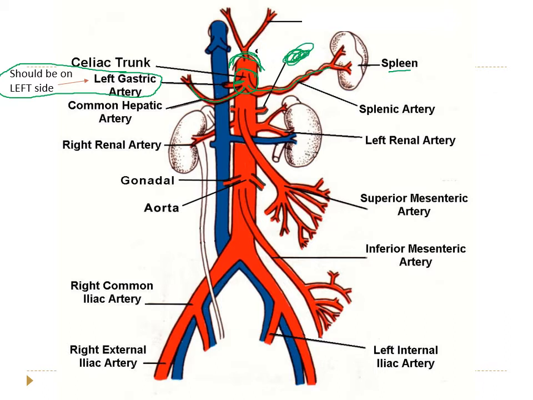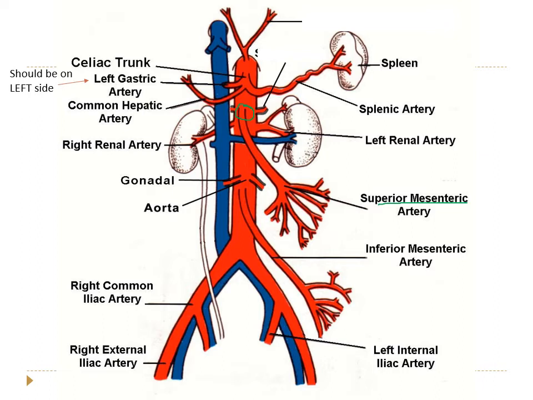All right, so this is getting messy. Okay, there. So our first branch off was the celiac trunk, which split into the left gastric, splenic, and common hepatic arteries. Next, on our way inferiorly in the abdominal aorta, we have a pretty big artery called the superior mesenteric artery. The superior mesenteric artery is going to supply all of the small intestine as well as about half of the large intestine. So it's a really big artery.